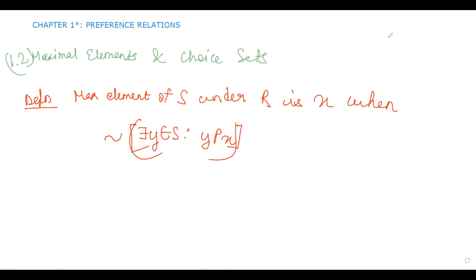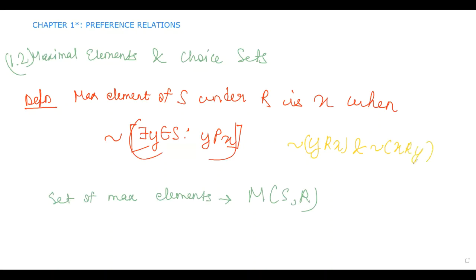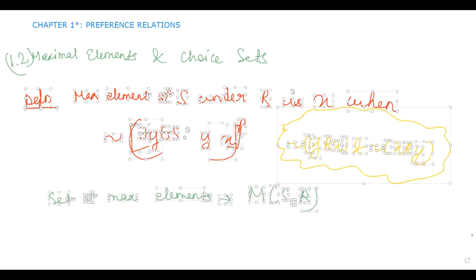Now, there are many such X's. Maybe there's no such X, but the set of maximal elements is denoted by M(S, R). This is the set of maximal elements. One thing you have to understand here is that there may be some element Y which cannot be compared to X, so not YRX and not XRY. This is not a problem for X. X can still be a maximal element, even if nothing can be compared. As long as nothing is strictly better than X, we have X as a member of M.